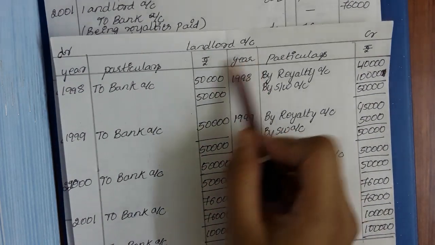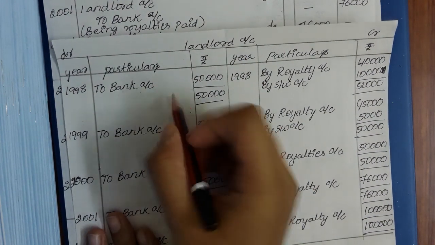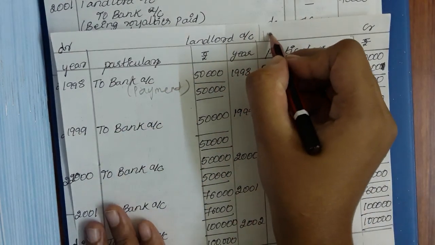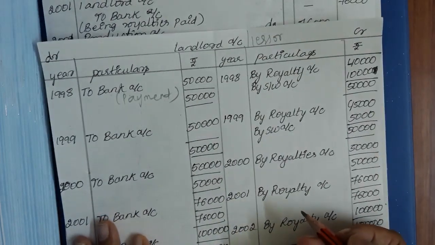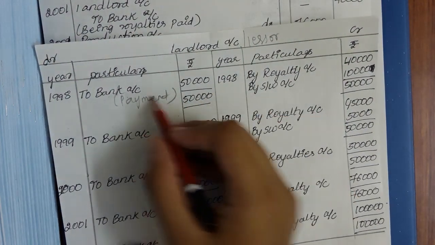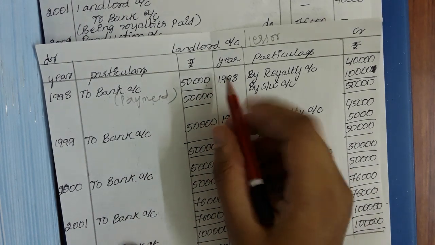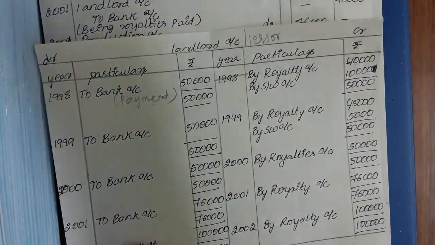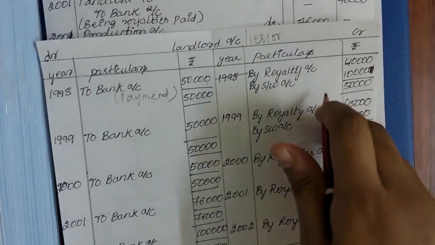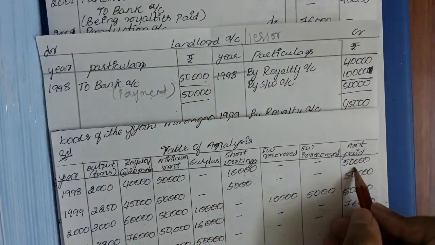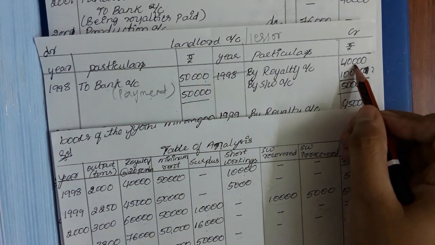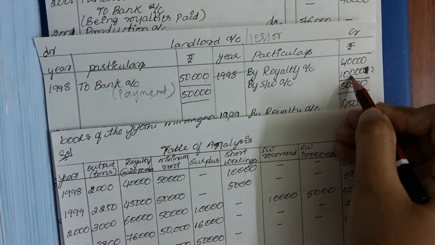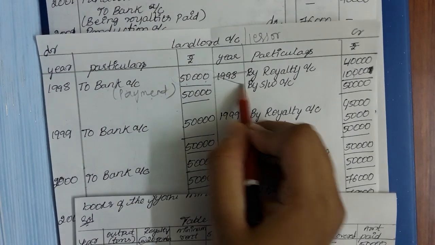Obviously, what will you write in the landlord account? On the debit side, to bank, that is the payment made to the lessor by the lessee, whose account is the landlord or lessor account you are preparing. To bank account, 50,000. How did you pay this 50,000? 50,000 is the payment, but from royalty we got only 40,000. The other 10,000 we showed as short workings, right? So I will be showing it as short workings.